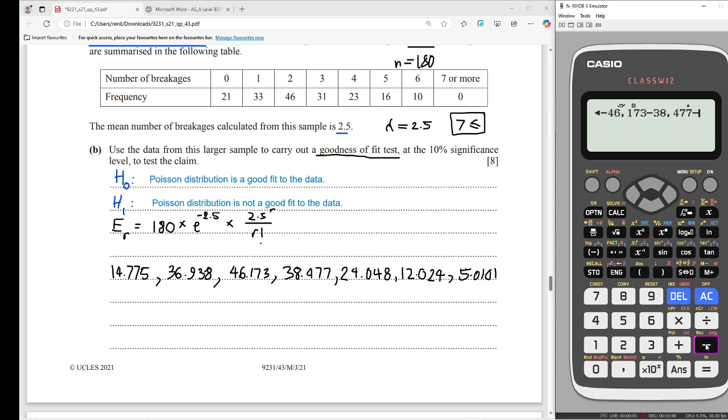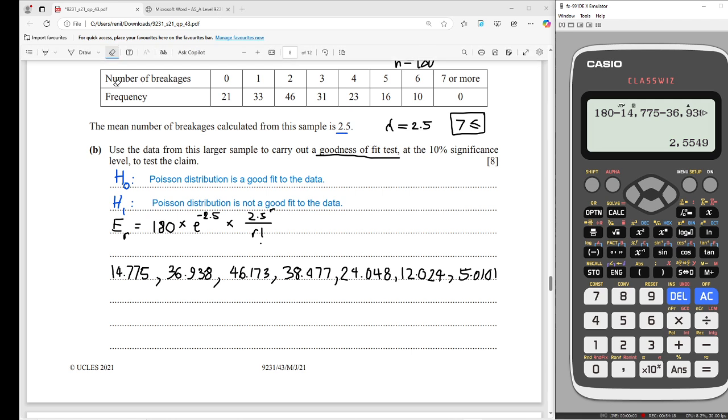minus 38.477 minus 24.048 minus 12.024, finally minus 5.0101 is equal to 2.5549. Let's keep it to 5 significant figures as we did all throughout. So 2.5549. So these are all our values.